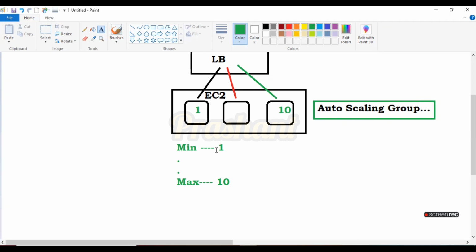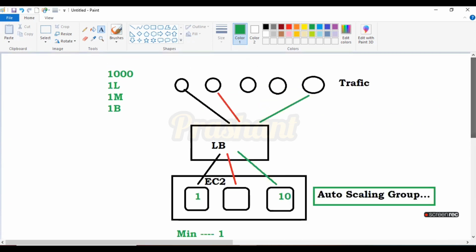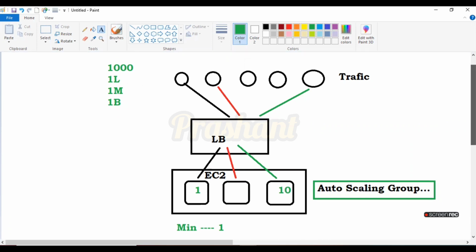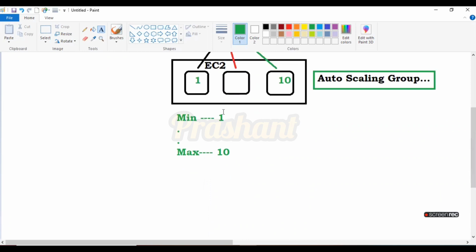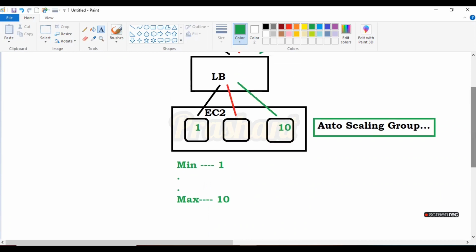And you got it? Why is auto scaling group required? Because as per the request, maybe we require only one instance, maybe we require all 10 instances. So as per the requirement, AWS will add instances and delete instances as we are just giving the minimum and maximum count of instances, right? So this process is called auto scaling.